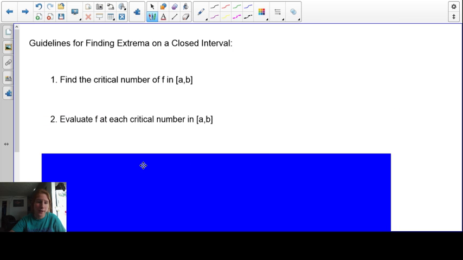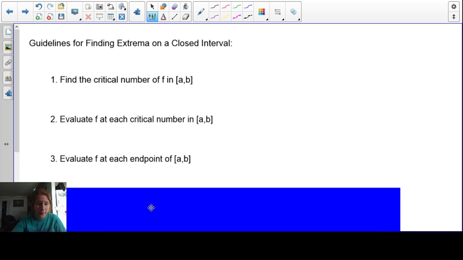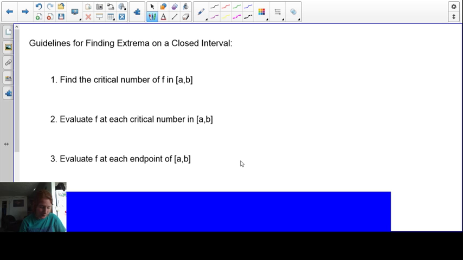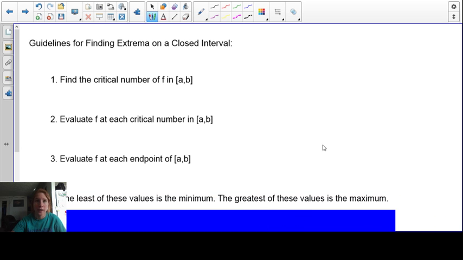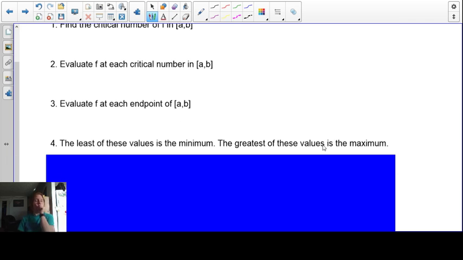Then you're going to evaluate f at each critical point. Evaluate means to just plug it in. Then you're going to evaluate at each endpoint, so you're going to plug in each endpoint. And then you're going to get some values. The smallest value will be your minimum. The largest value will be your maximum.